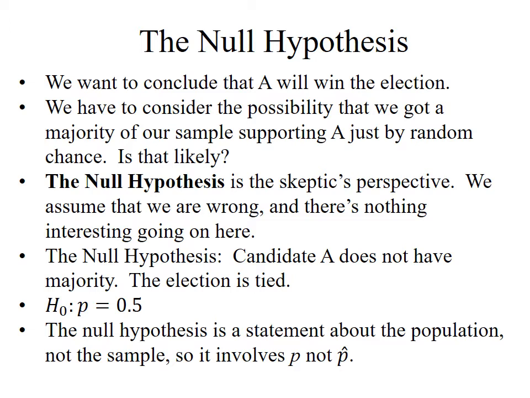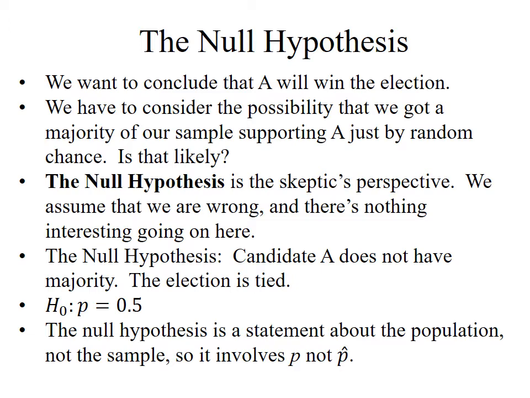So we have to consider the possibility that we're wrong and that we happen to get a majority of our sample supporting A just by random chance. We're going to evaluate, is that likely? The null hypothesis, that's the skeptic's perspective. Assume that you're wrong. Assume that there's no effect here. Assume that there's nothing to see. Assume that the cancer drug doesn't work. Assume that this brand of fertilizer doesn't increase tomato production. Assume that there's nothing to see here.